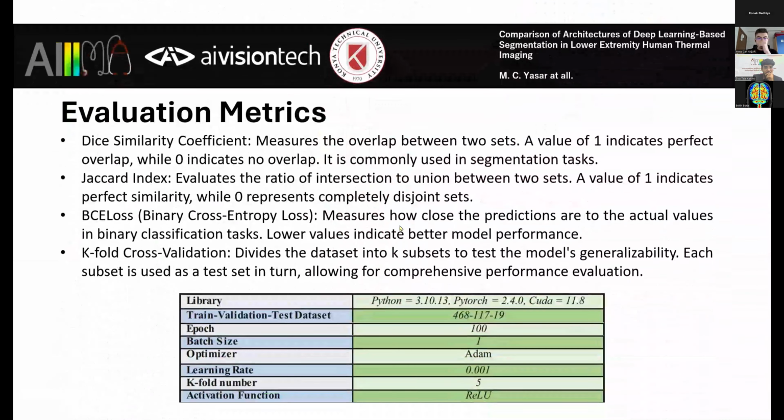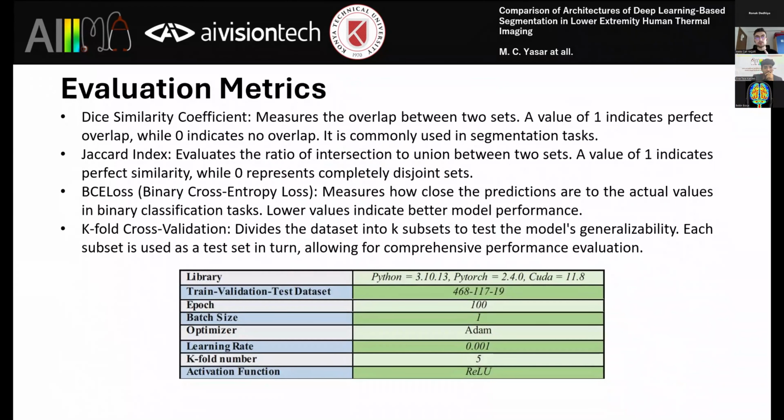Each of our models was evaluated with dice, confidence, Jaccard index, and BCE loss metrics. Additionally, K-fold cross-validation was applied to enhance the precision of the results. Our dataset was divided into 476 training images and 117 validation images within the K-fold framework. Following training, an additional test was conducted using 19 images that were not used as inputs for the model.